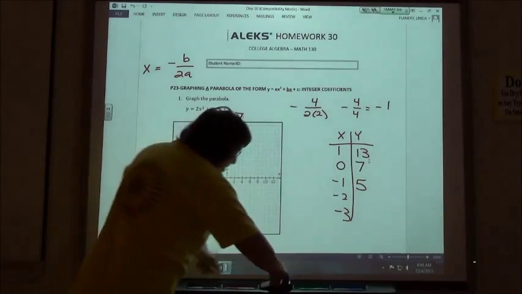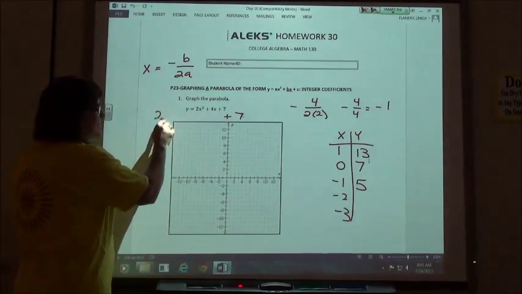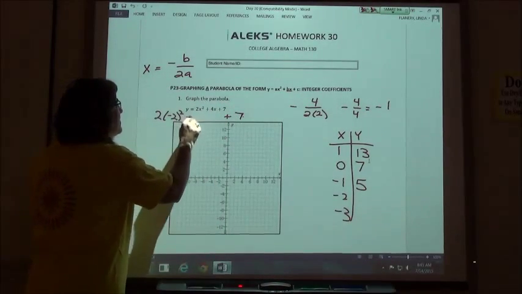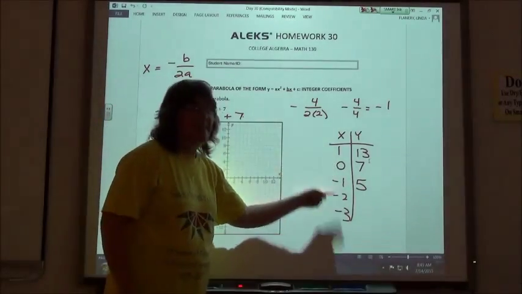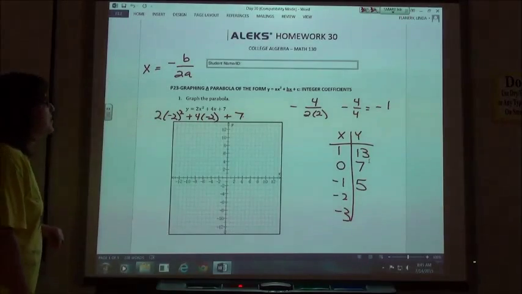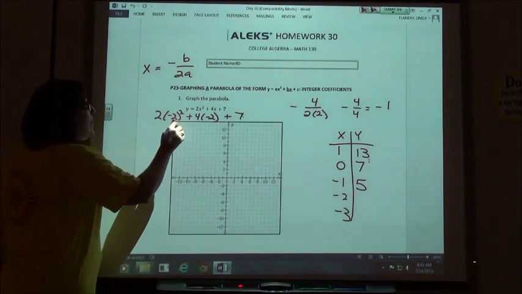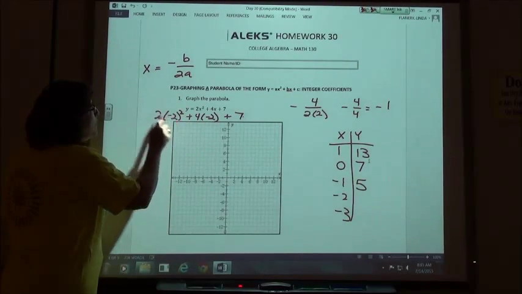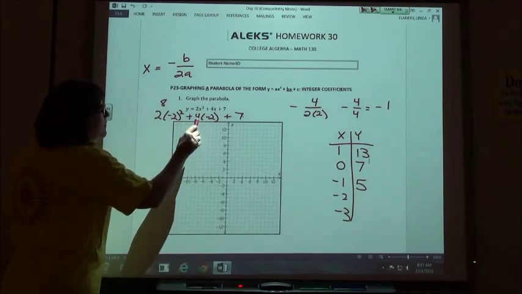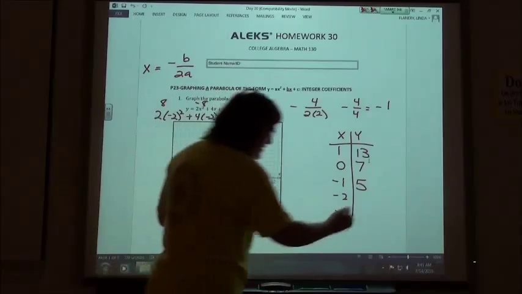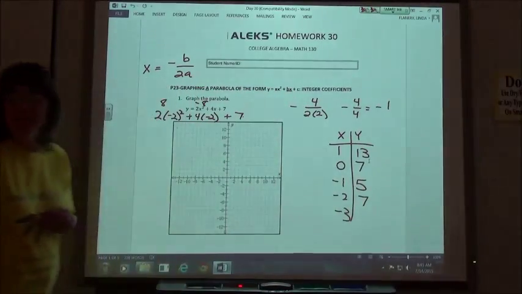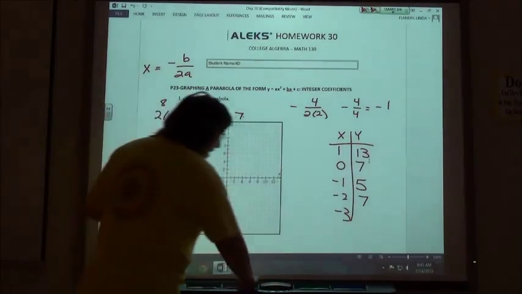Eraser just erases too much at one time. 2 times negative 2 squared plus 4 times negative 2. We should know it's going to come out to be 7, but we'll just double check to make sure it's working out right. Negative 2 squared is 4. 4 times 2 is 8. 4 times negative 2 is negative 8. And then plus 7. Hey, it does give me 7. So I know I'm on the right track.